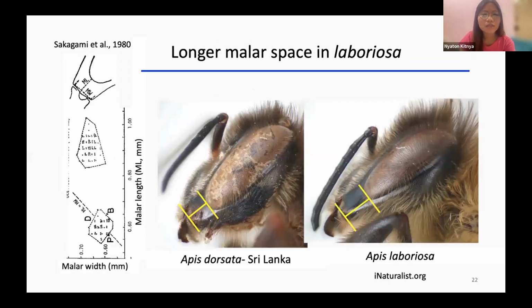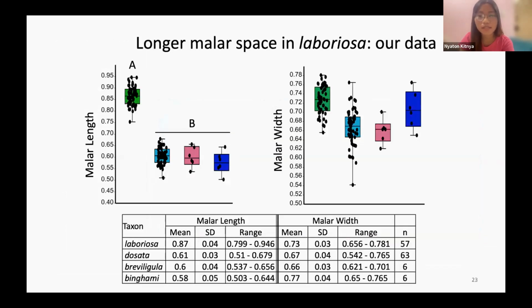Another character that we look into is the Malar space. Malar space is the area between the lower edge of the compound eye and the mandible. Again, Sakagami et al. in their study reported that the Malar space separates Laboriosa from Dorsata. As you can see from this picture, Dorsata has a shorter Malar space and Laboriosa has a longer Malar space. Again, we looked at this particular character across the 4 giant honeybees, and this is the result that we got. As you can see from this figure, the Malar space distinctly separates out Laboriosa from the other 3 giant honeybees.